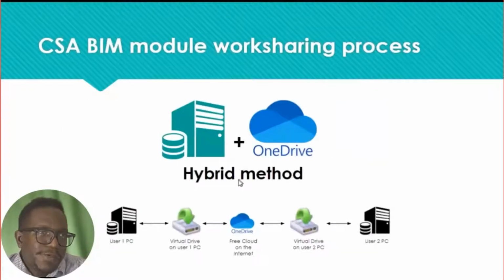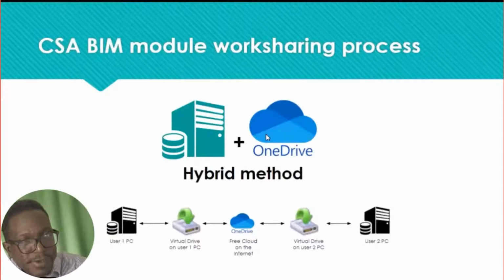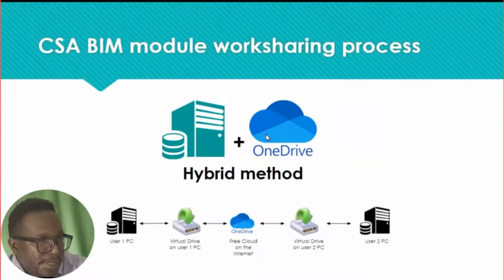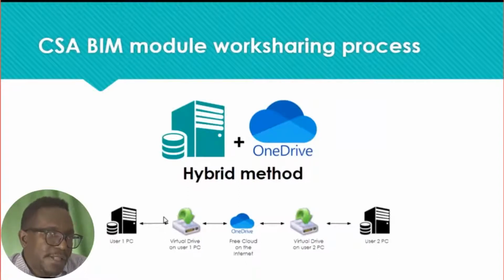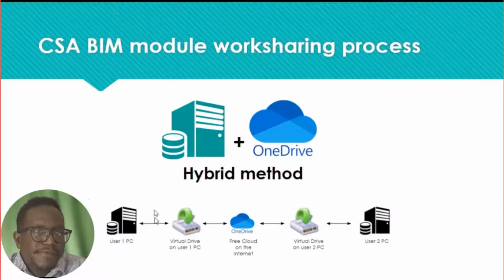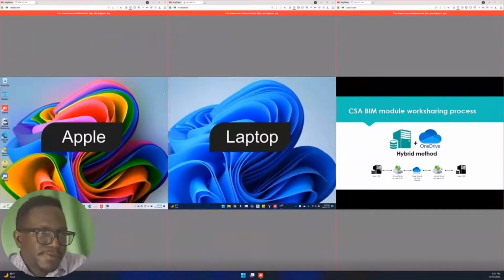Now we're going to be looking at how we can set this up with a hybrid method, using OneDrive, which is a free service. It comes natively on Windows computers, and the way we're going to do this is by allowing our computers to communicate through virtual drive software. That virtual drive connects to OneDrive, and in turn that OneDrive will be synchronized to another user's virtual drive. Essentially that gives the illusion to Revit that we're on the same network. So let's take a quick look at how we can set that up.